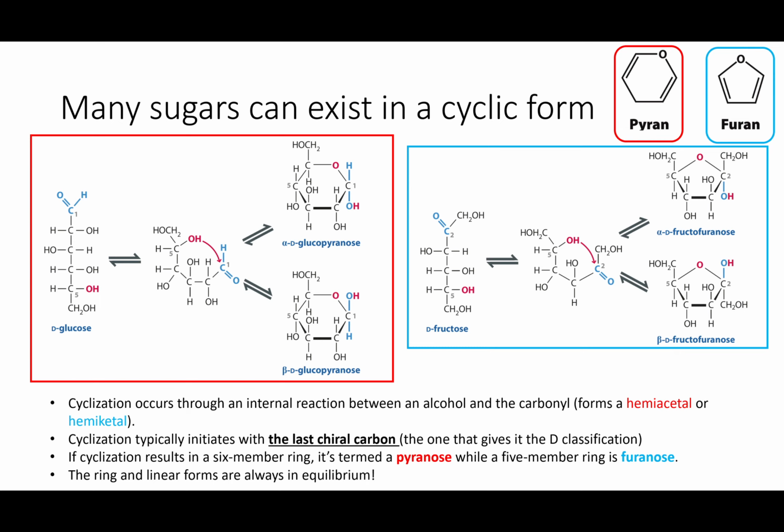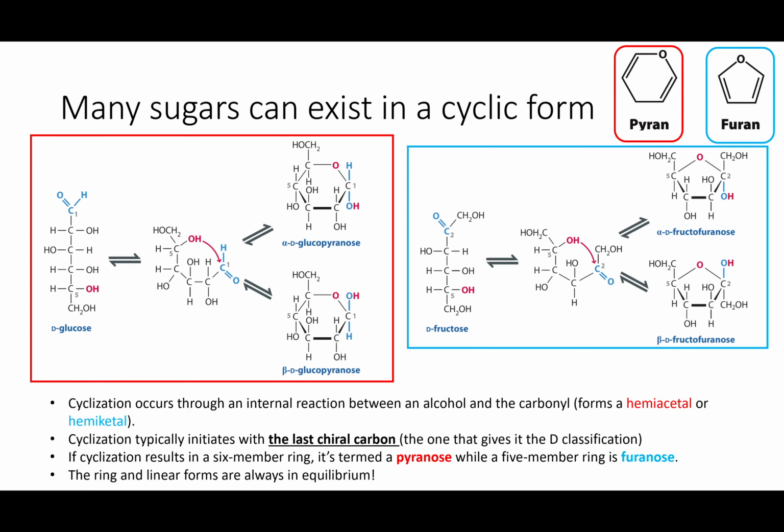Okay? Now comes the trickier part. The trickier part is getting the orientation right. But if you remember, take your Fisher projection, your linear form, and rotate it clockwise. The way that the alcohol groups point as you rotate it to the right is the correct orientation in your cyclical form. So here for glucose, we rotate it this way. Carbon 2 was pointing right, and when you rotate it, things that point right are now pointing down. So the alcohol group on carbon 2 points down.